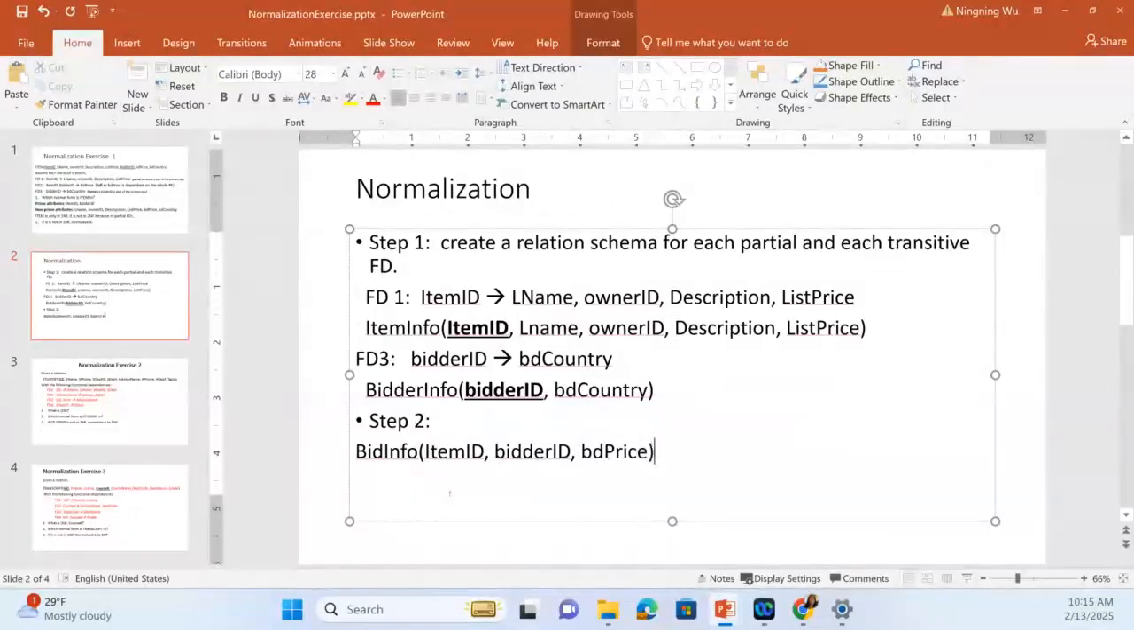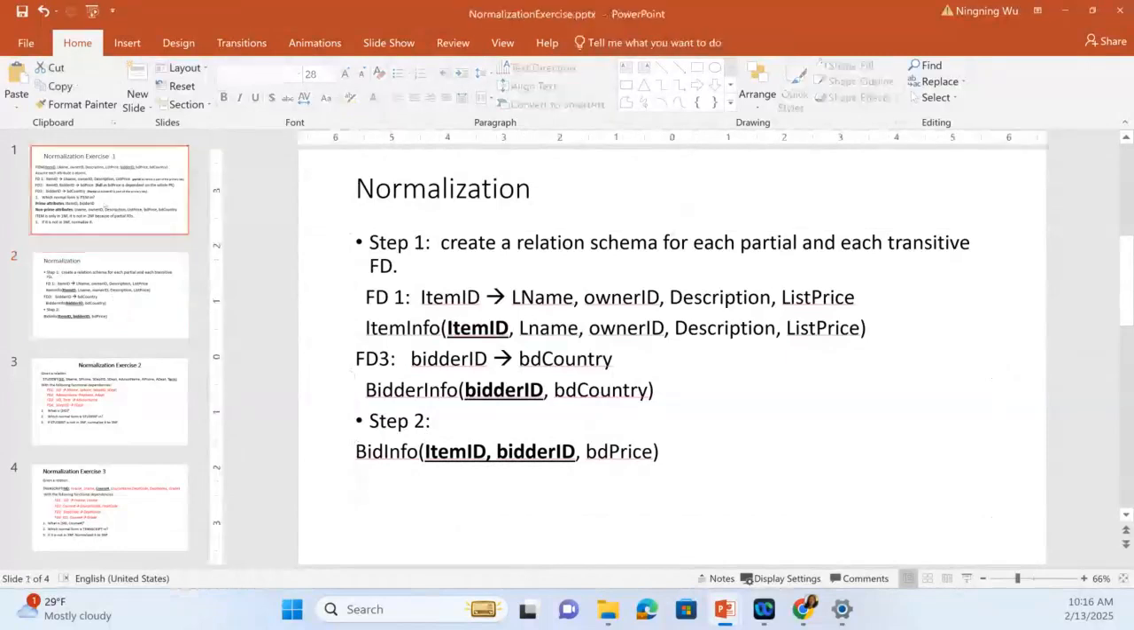Okay, so still, during the normalization process, you have freedom to give any name to a new relation schema, and also feel free to change the attribute's name if you want. Okay, so now we have 3NF. So let's go back to the original things.